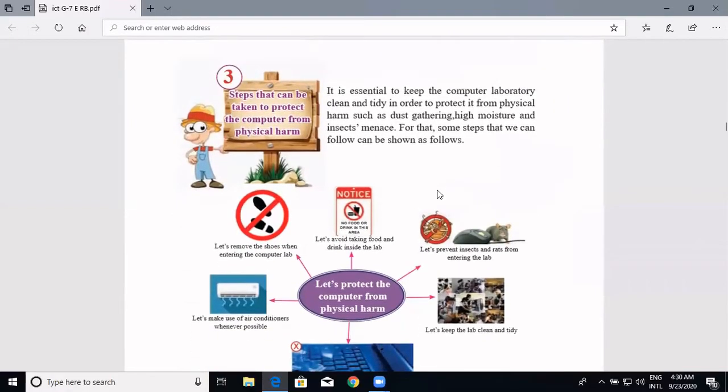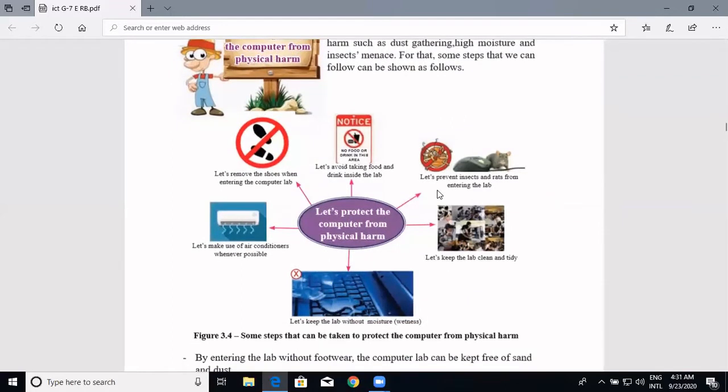Next thing is about the physical harm, how to protect from physical harm. Like we learned, there was a separate chapter for computer laboratory in grade 6. In that also we learned that we should keep our computer lab clean and tidy, and there are some ethics you should follow, right? So especially with the dust, moisture, and insects, we should be very careful, right? So here they have given some steps how we can protect.